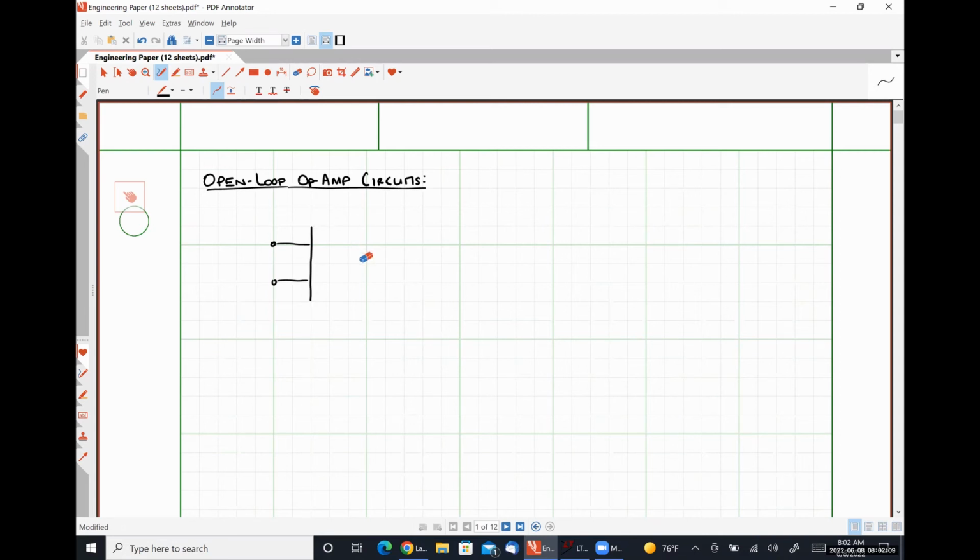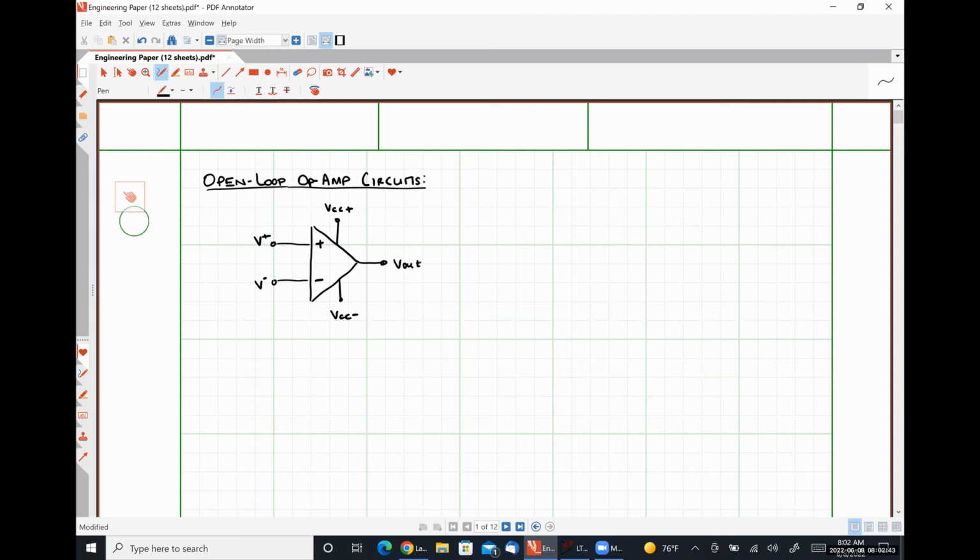Let me draw this triangle slightly better. Here is our non-inverting input voltage. Here is our inverting input voltage. Here is our positive power supply voltage, VCC plus. And here is our negative power supply voltage, VCC minus. Here's our output voltage, V out.